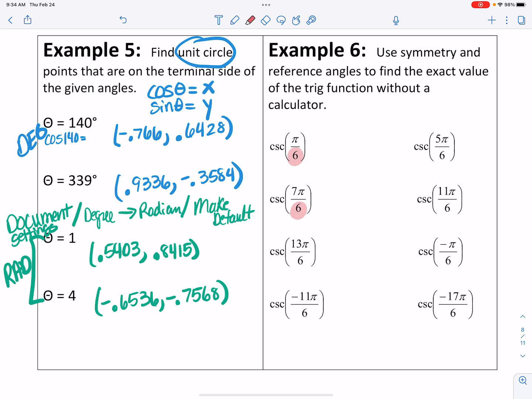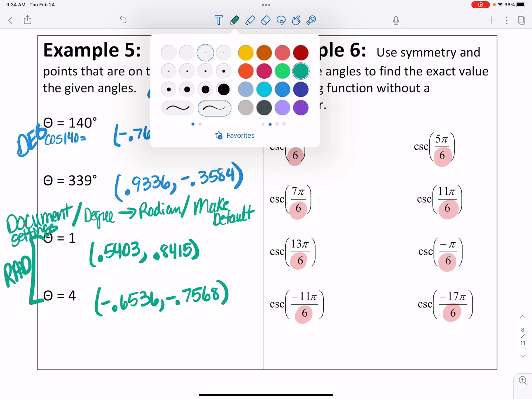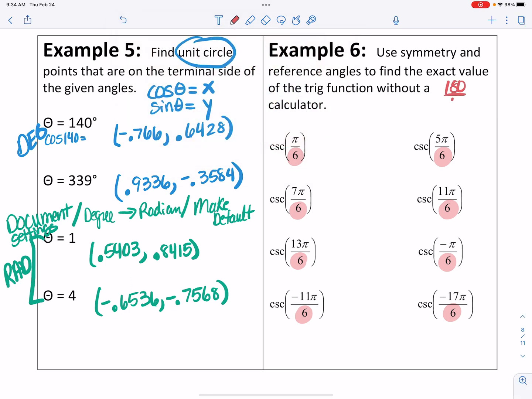These are all over 6, and I will definitely do this for you on the test. If I think about it, 180 divided by 6, cutting pi into 6 equal pieces, is 30 degrees. So this is a 30-degree triangle. Let's make the hypotenuse 1, since we're on the unit circle, which makes the short leg 1/2, and this would be root 3/2.